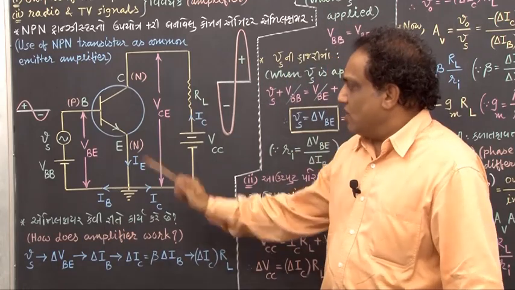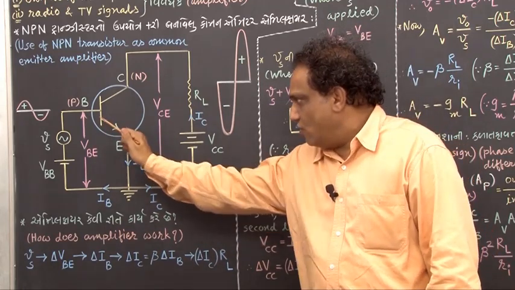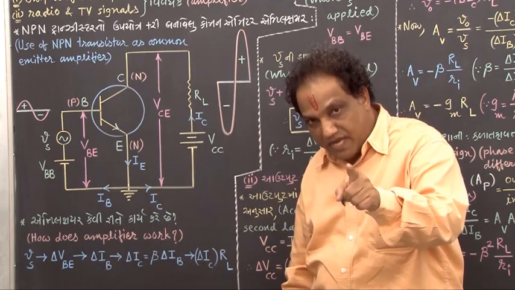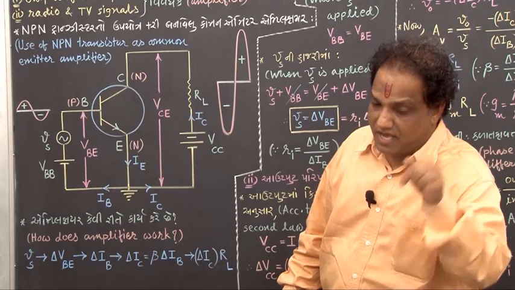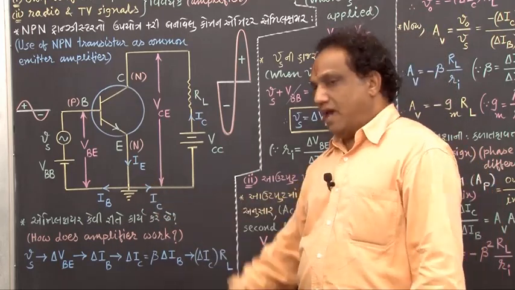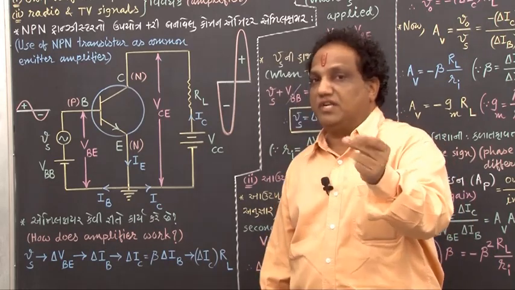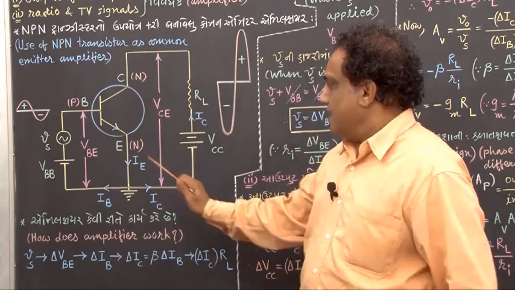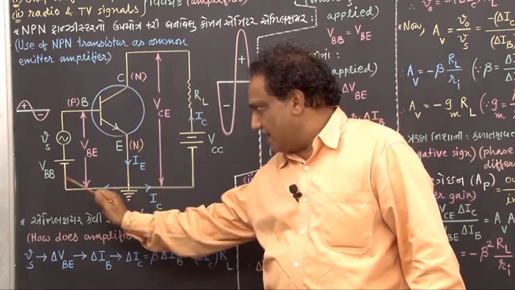Because it is an NPN transistor, I am supposed to show this arrow outward. Had it been PNP, the arrow should be shown inward. Because it is NPN, the arrow is outward. Fine. Now tell me, the emitter junction is to be forward biased. Then N with negative, N with negative. Look here, N with negative.